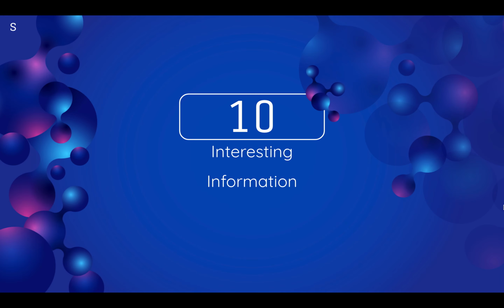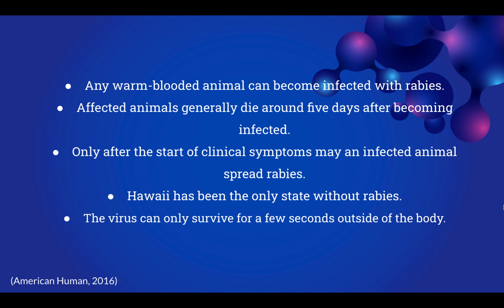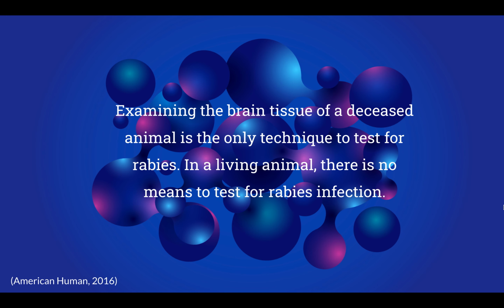A few interesting facts to include are any warm blooded animals can get and carry rabies. Once an animal gets rabies, it usually lasts up to 5 days before it dies. When rabies isn't affecting anything, it dies because it can't last longer than 5 seconds outside of the body. The last two things that I find very interesting is that rabies isn't found in the state of Hawaii, and the only way to find out if an animal has rabies is to look at the dead animal's brain tissue. This is why it's not easy to test the animal unless the animal is already dead.